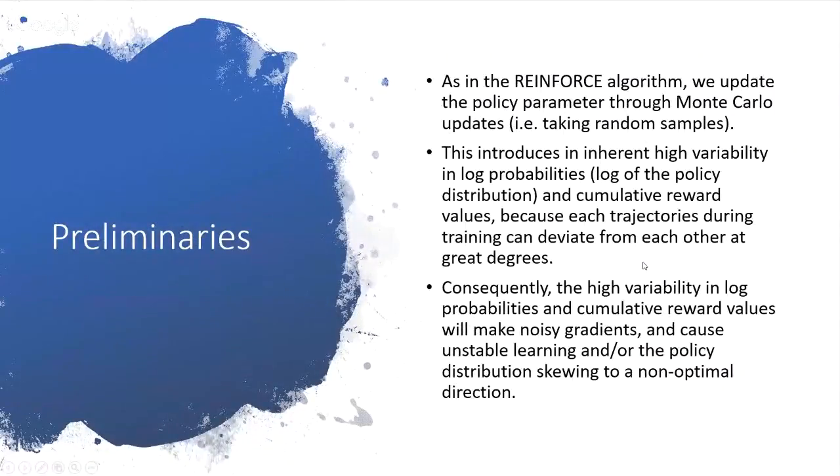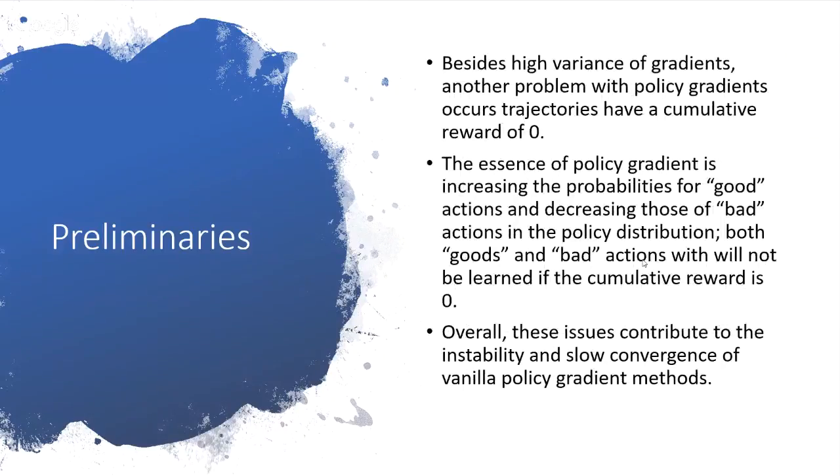As in the REINFORCE algorithm, we update the policy parameters through Monte Carlo updates, taking random samples. This introduces inherent high variability in the log probability, the log of the policy distribution, and the cumulative reward values, because each trajectory during training can deviate from the others to a great degree. Consequently, the high variability in log probabilities and cumulative reward values will make noisy gradients and cause unstable learning, or the policy distribution skewing in a non-optimal direction. This is the high variance of gradients.